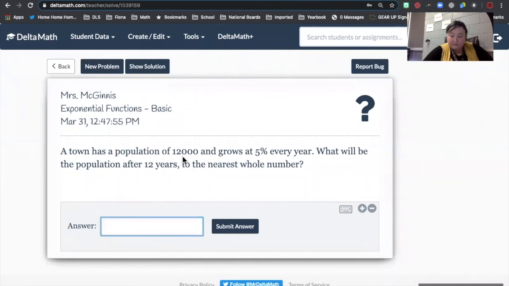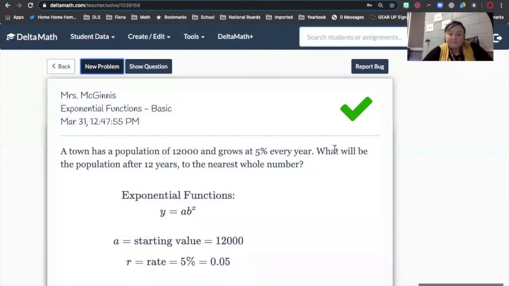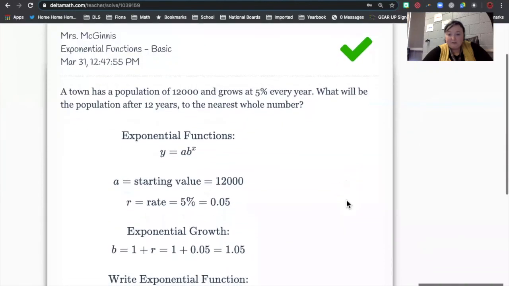Just so that we can see that it is correct, I'm looking through, making sure. I did 12,000, I did the 5%, I used the 12, so I should be good if I put in 21,550. Just double checking, because you guys know how DeltaMath is. And when I submit my answer, that is the correct answer.